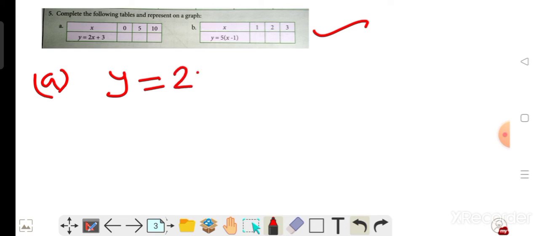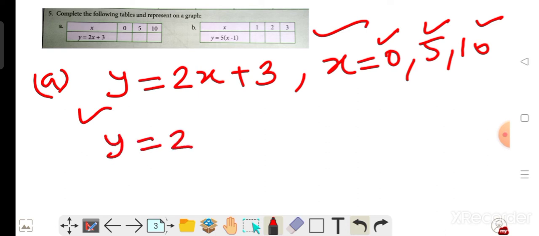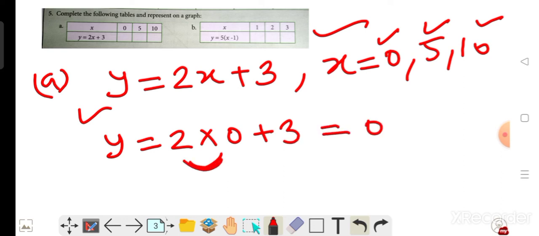In part A the relation is y is equal to 2x plus 3. For different values of x, that is x equal to 0, 5 and 10, we have to complete the following table. That means we have to calculate the value of y corresponding to x equal to 0, x equal to 5 and x equal to 10. So y is equal to 2 multiplied by x, with x equal to 0 in the first case. Firstly we will solve the multiplication. 2 multiplied by 0 will become 0 and plus 3 as it is, and the value is 3. That means in the first blank here we have to write 3: corresponding to x equal to 0, the value of y is 3.